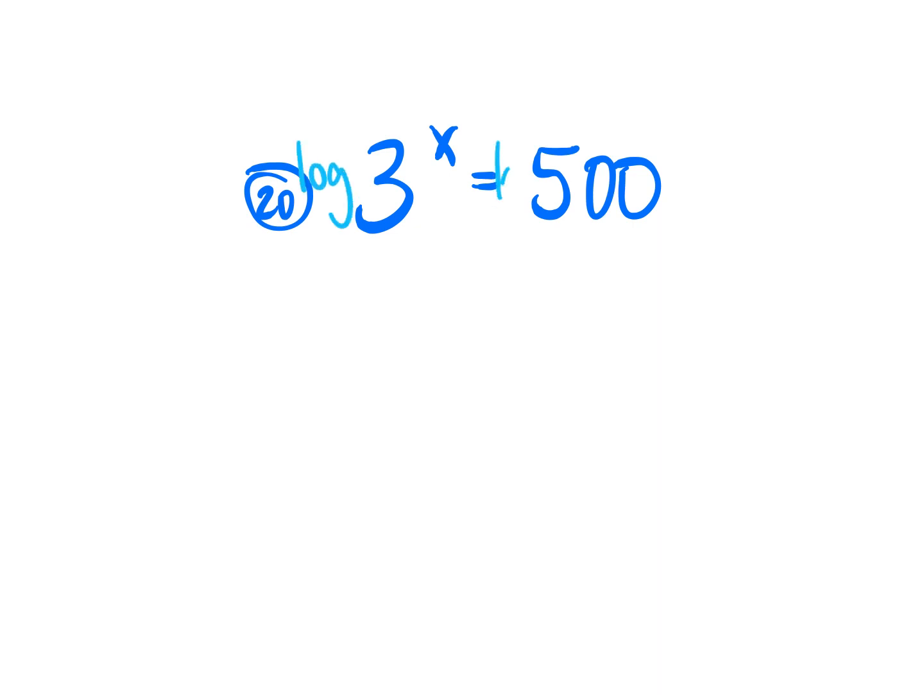What's the base of our log going to be? 3. Log base 3 on both sides. So it cancels out. Log base 3 of 3 cancels. So we're just left with x is equal to log base 3 of 500.